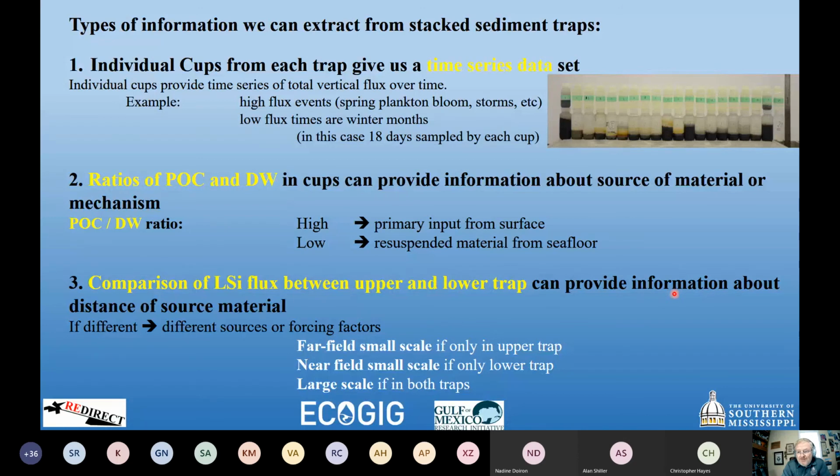If we have the same effect in the bottom trap but not in the top trap, we have a near-field or local small-scale resuspension, where the material is not being moved up far enough in the water column that it can reach both traps. So we call this a near-field small-scale event. In the event where we see material in both traps, an indication that it's being resuspended, then we call this a large-scale or hurricane-scale event.